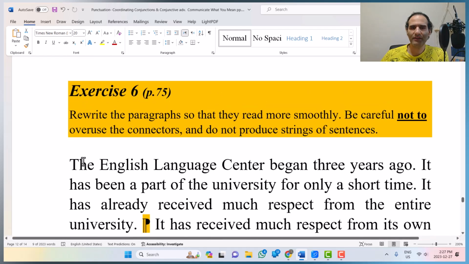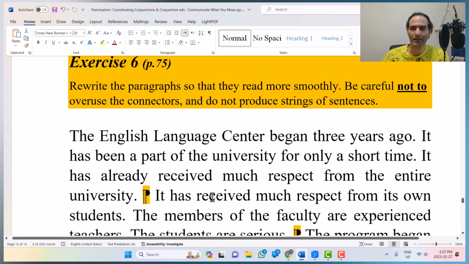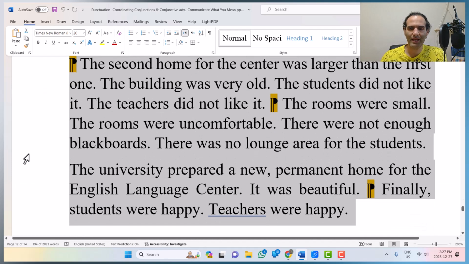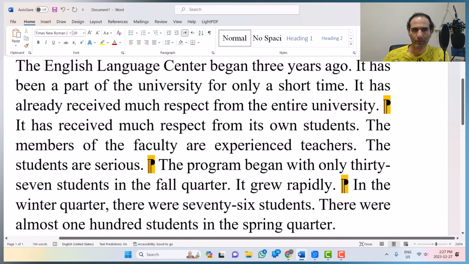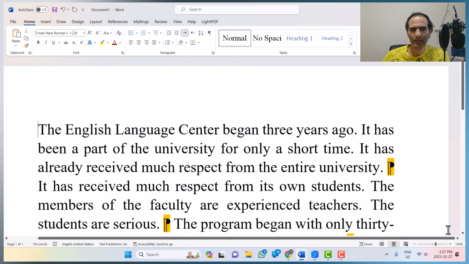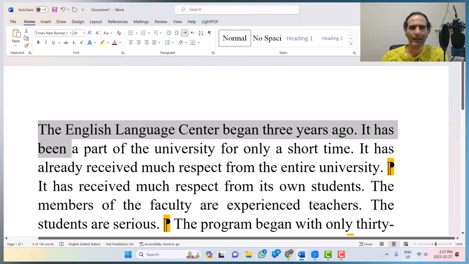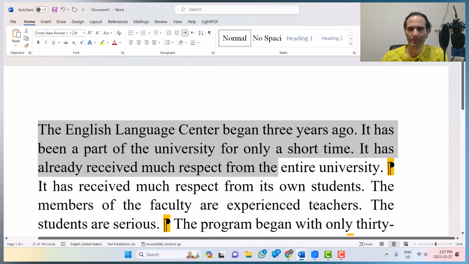Exercise 6, page 75. There is again another text for you, but you are supposed to come up with some ideas how to put connectors here. No list of connectors is given in this exercise to you. The exercise is this one. Again, I have prepared a sample response for that, but because we want to refer to them both, let's put it in another Word file here. It says, the English Language Center began 3 years ago. It has been a part of the university for only a short time. It has already received much respect from the entire university.